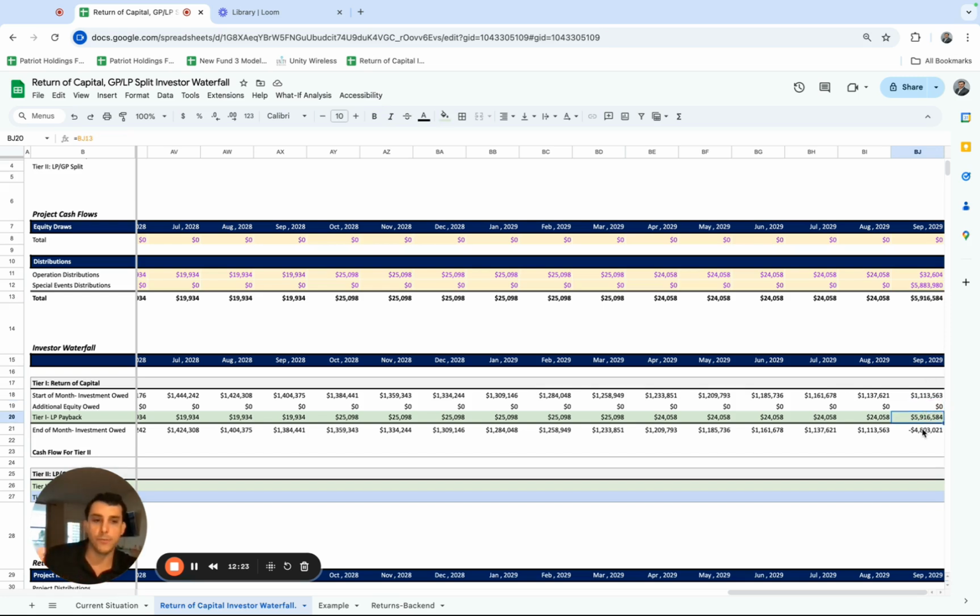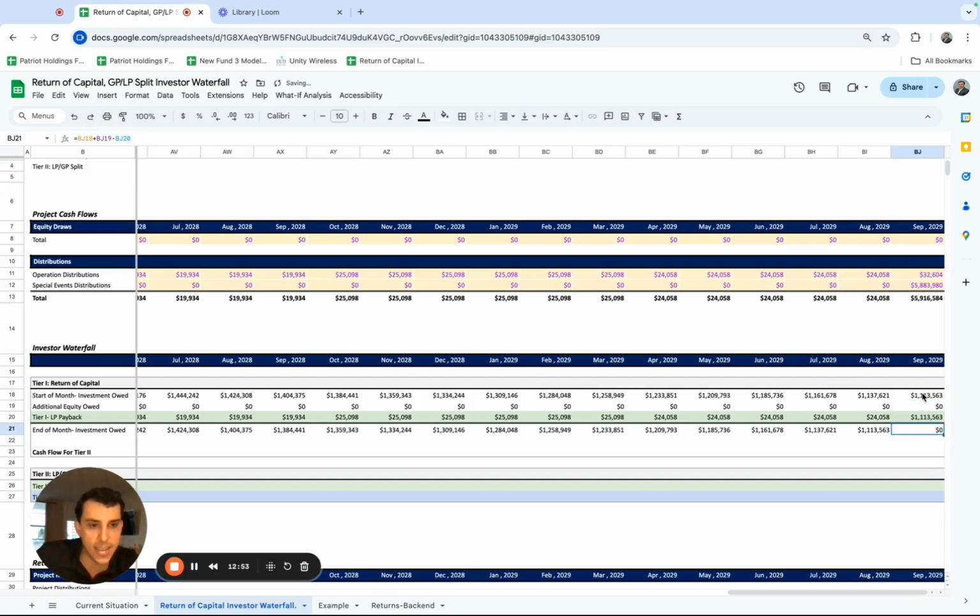But now here's the problem. I made this mistake on purpose. We're paying back 5.9 million. But in this one tier, you only want to pay back the max of what you owe, and we only owe this 1.1. So you've got to put a little bit of a formula in here, and you're going to say, I want to take the minimum of this value or what I owe.